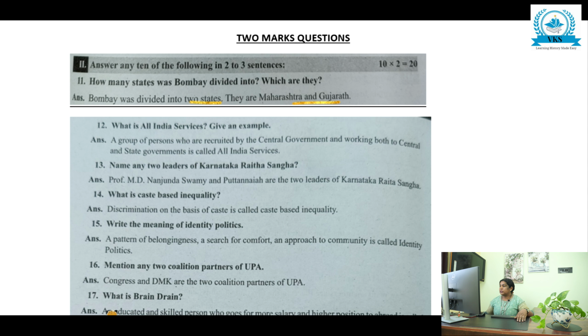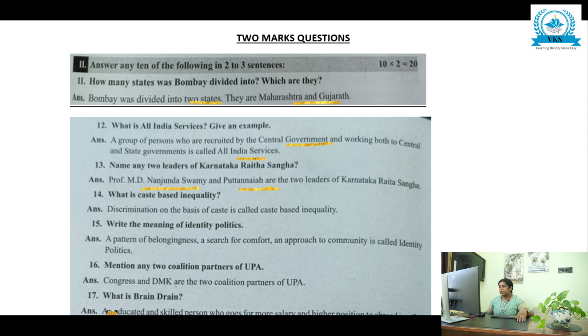What is All India Service? Give example. A group of persons were recruited by the central government and working both to central and state government is called as All India Services. Name any 2 leaders of Karnataka Raita Sangha. Professor M.D. Nanjundaswamy and Puttanaya are the 2 leaders of Karnataka Raita Sangha.